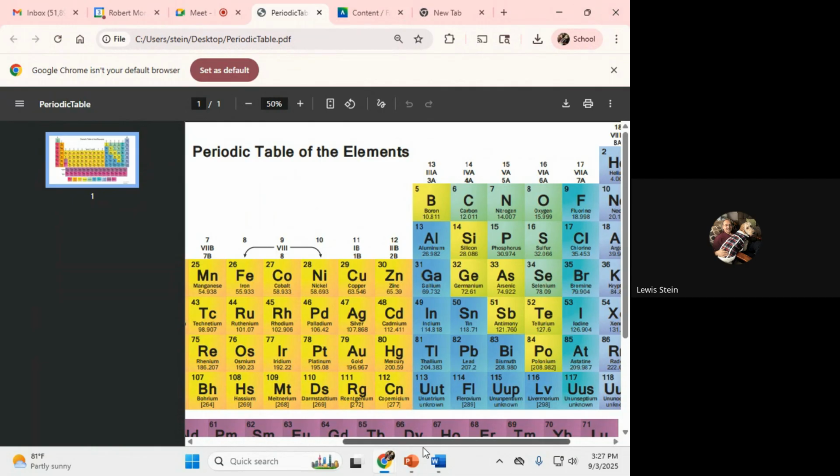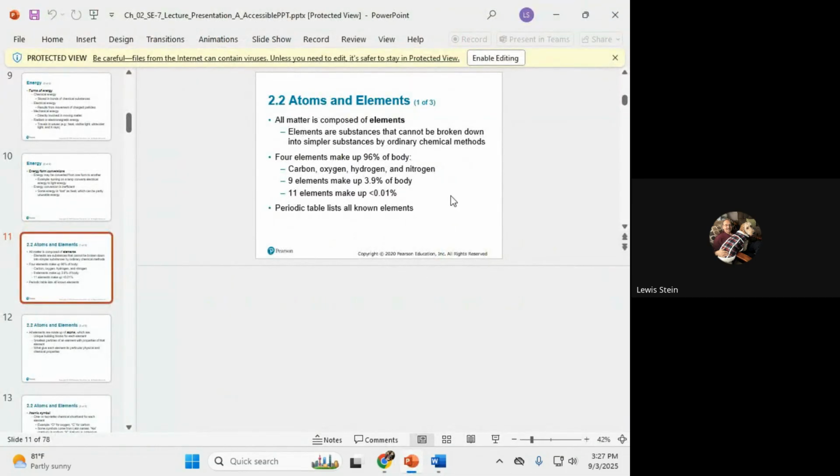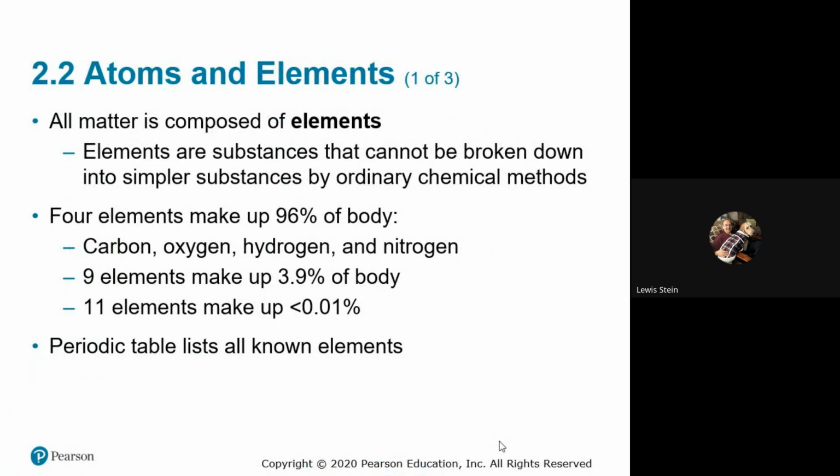Moving on, back to the PowerPoint. We'll be back. Didn't leave yet. Big 4: carbon, hydrogen, nitrogen, oxygen. 96% of us, C, H, O, and N. So we call those the major elements.